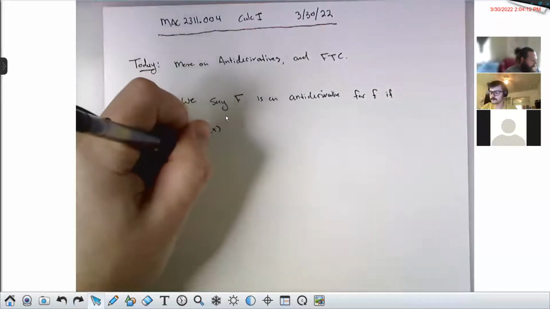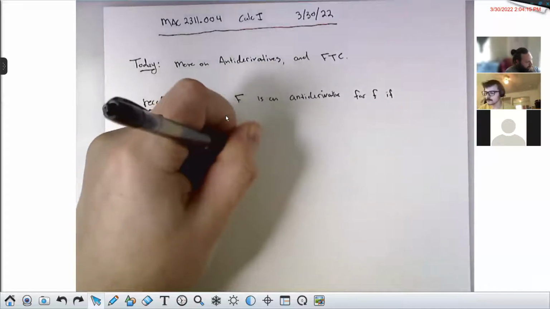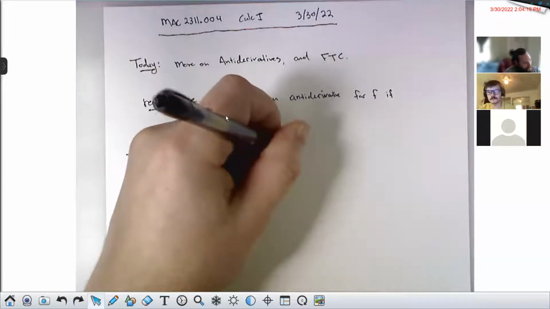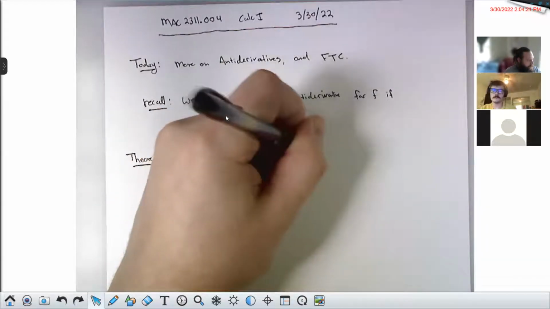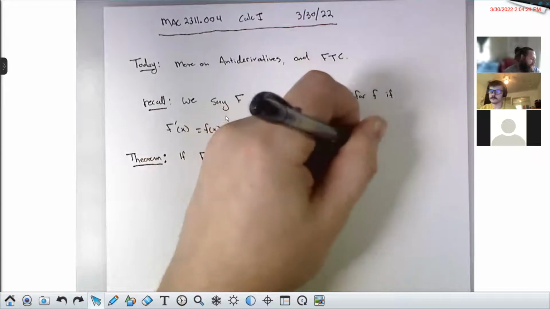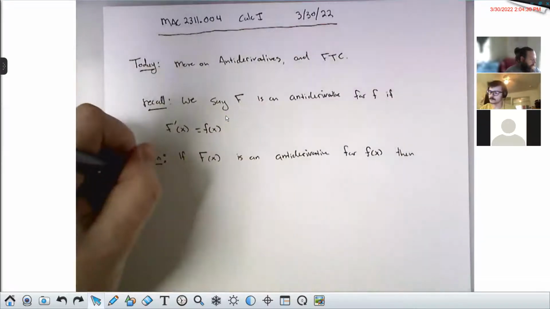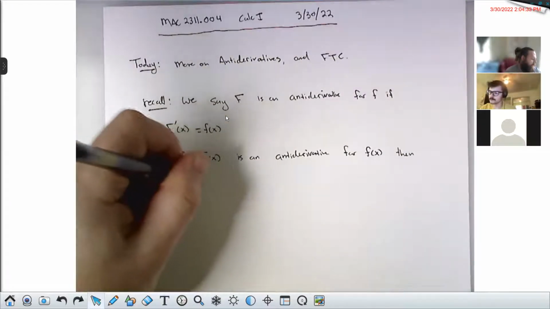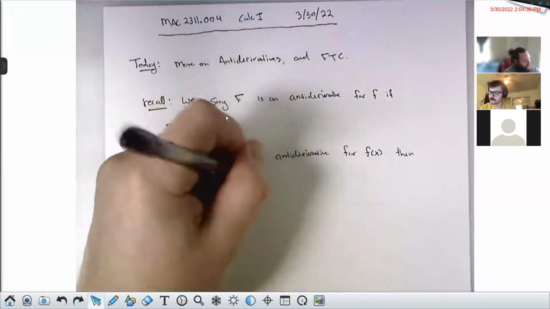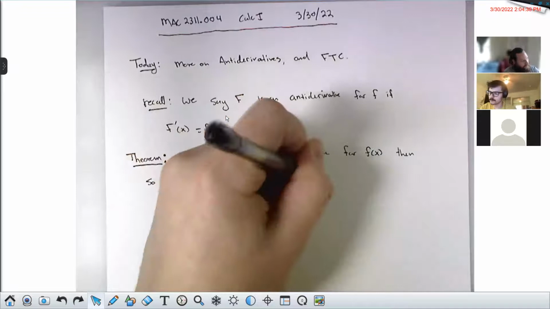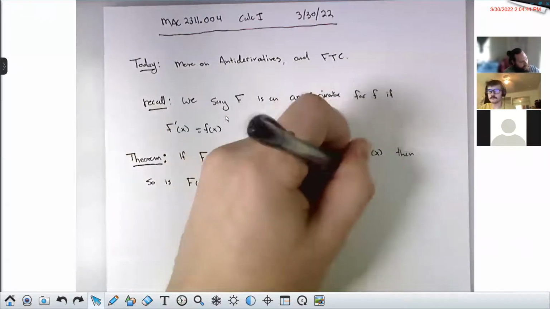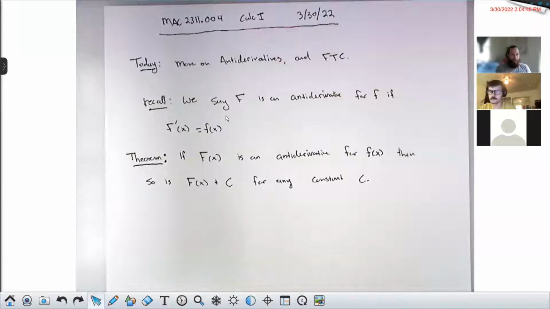If big F of x is an antiderivative for little f, then so is big F of x plus c for any constant c. This is not a difficult theorem to prove. We're going to prove it. It's going to take 10 seconds. But it is the source of many lost points on exams, especially at the end of Calc 1 and the beginning of Calc 2.